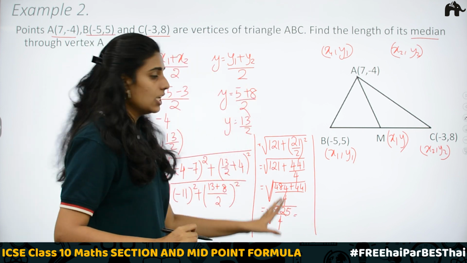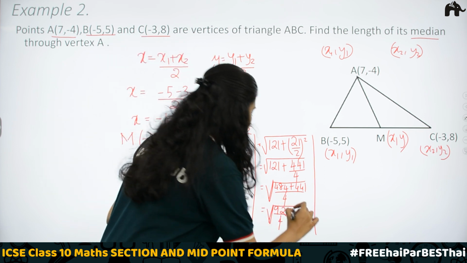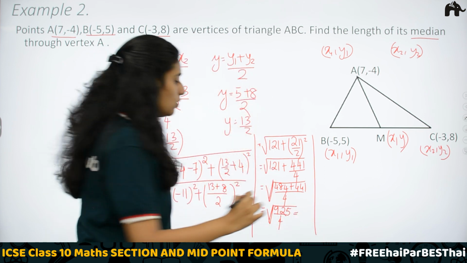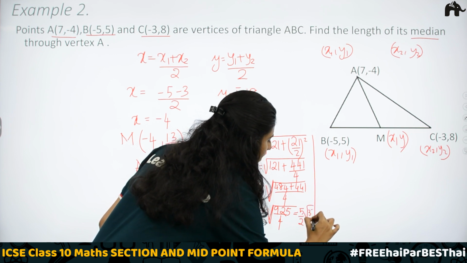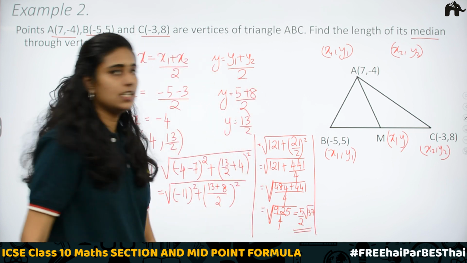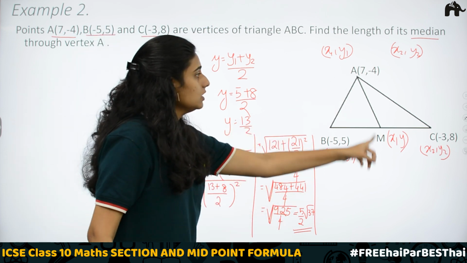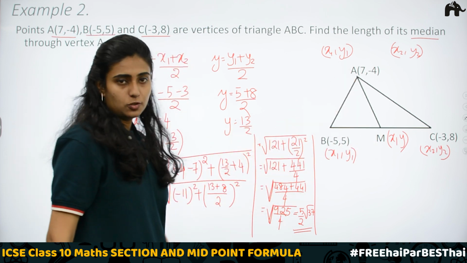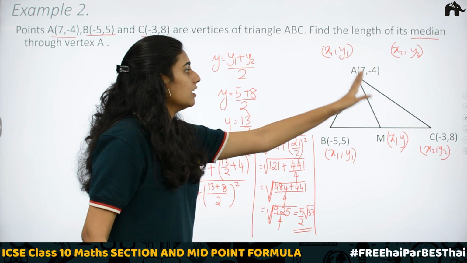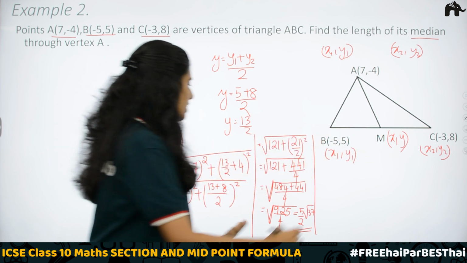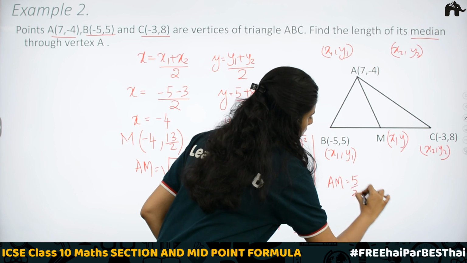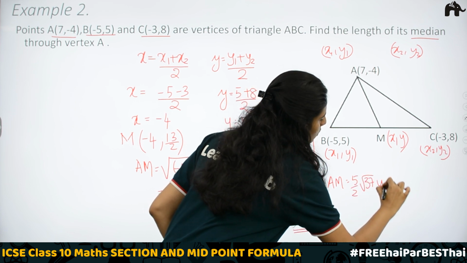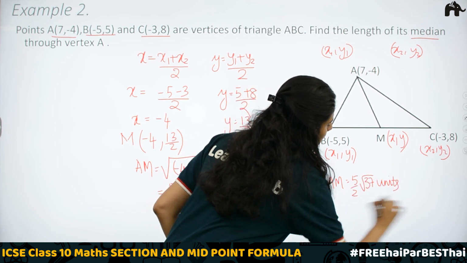When you do this, you will get the final answer. This is equal to 5 by 2 root 37. 5 by 2 root 37 is the length of the median. Okay. Here we don't know what the unit is. Therefore, you can just give AM is equal to 5 by 2 root 37 units. Clear?